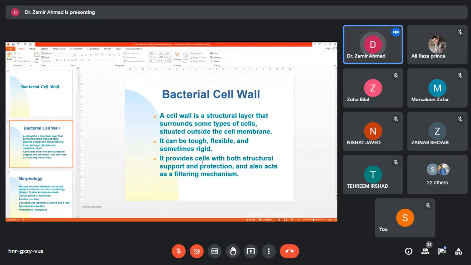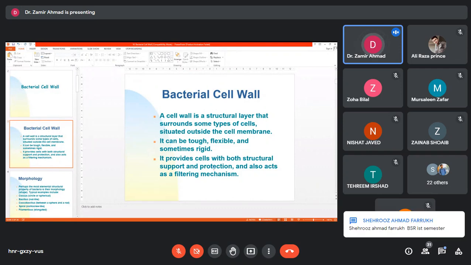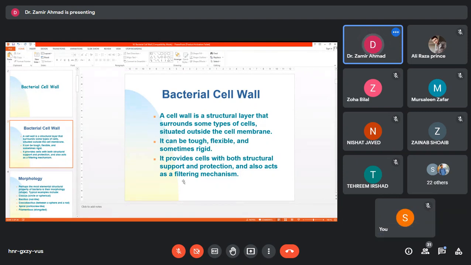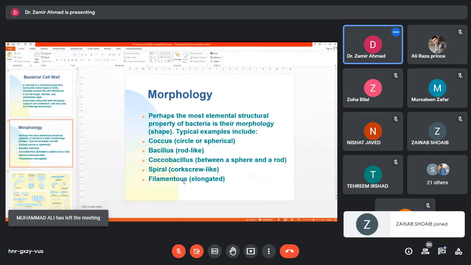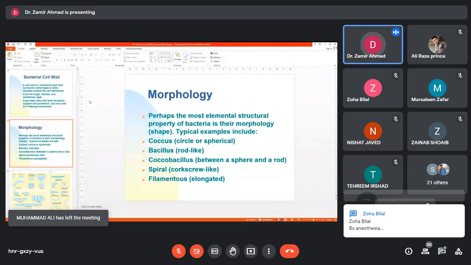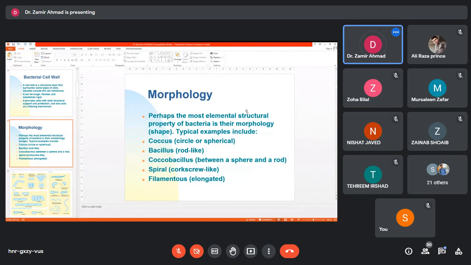So it provides cells both structural support and protection, and also acts as a filtering mechanism for the transfer of nutrients from the environment or excretion of waste products from the bacteria. Depending upon the morphology, the shape of these bacteria, they are divided into various classes.